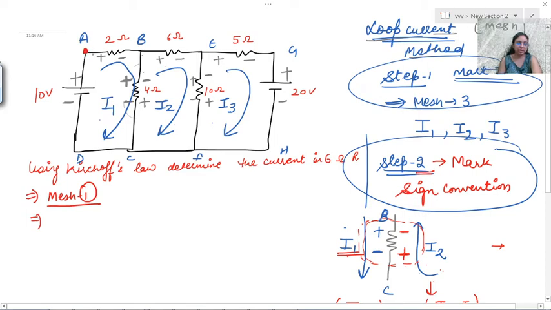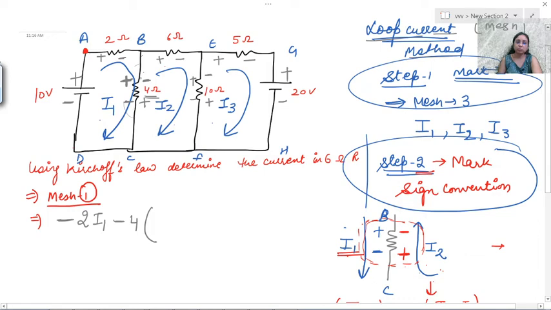Again, you are standing at A position, moving A to B, B to C, C to D, D to A, right? Now tell me, if you are moving from A to B, what is the second sign that comes in your path? That is minus. Resistance is how much? 2. Current is how much? How much current is flowing from A to B? That is I1. Okay, now next you are moving from B to C, then the second sign is negative. Resistance is how much? 4.